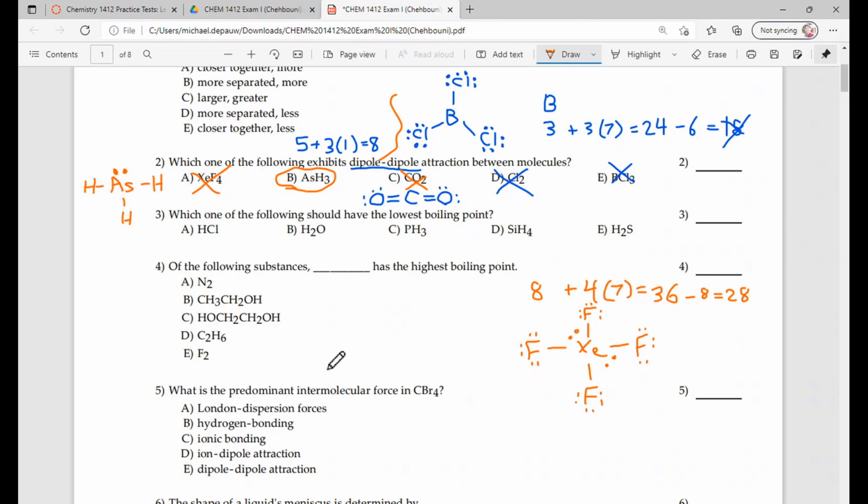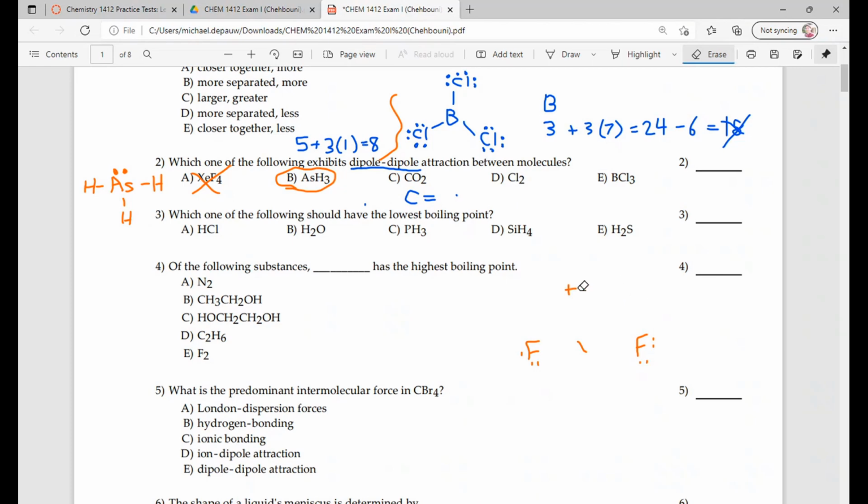Okay. Can we do 3 and 4? 3 and 4, sure. Is it okay if I erase all this junk up here? Okay. Erase. Well, I'll erase some of it. Erase whatever's easy. Okay.